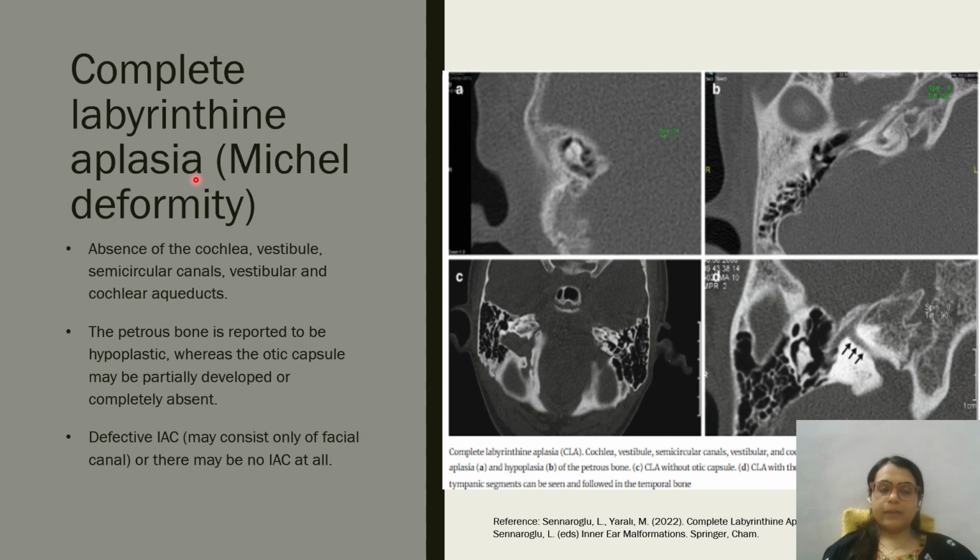Starting with complete labyrinthine aplasia, also known as Michel's deformity, where the entire cochlea, vestibule, semicircular canals, cochlear and vestibular aqueducts are absent. So the petrous bone may be completely aplastic or hypoplastic, as in this case. An otic capsule may be rudimentary or may be absent. IAC is also defective, or there can be no IAC at all.